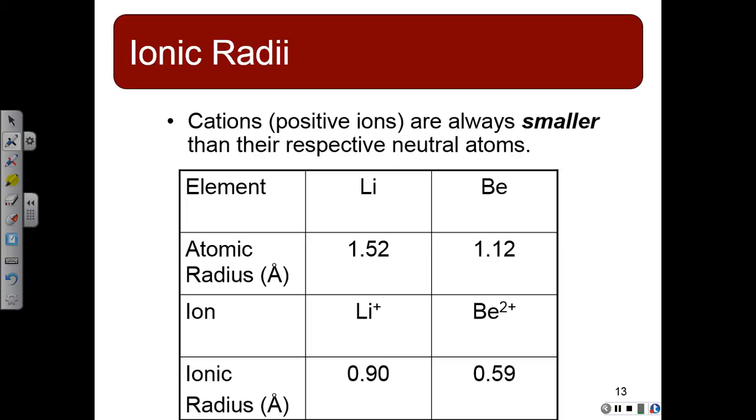Same for beryllium here. It was 1.12. It's in group 2, so it loses 2 electrons, and the radius would be 0.59. So the cation is smaller than the neutral form. If you have an anion, what do you think is going to be the trend?